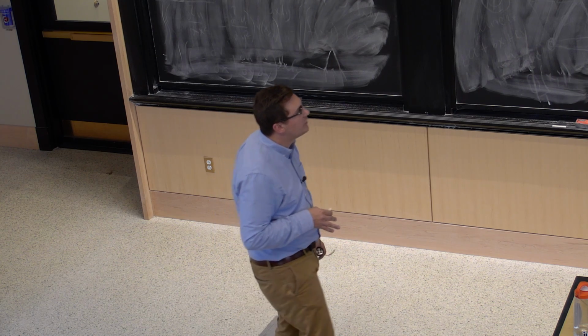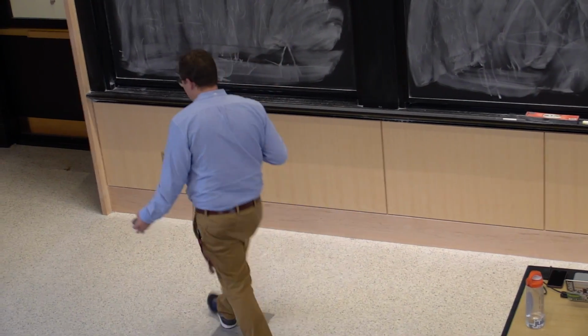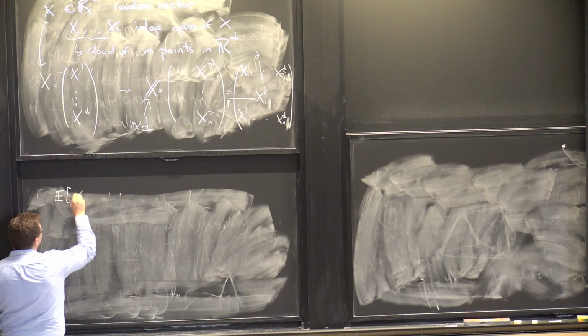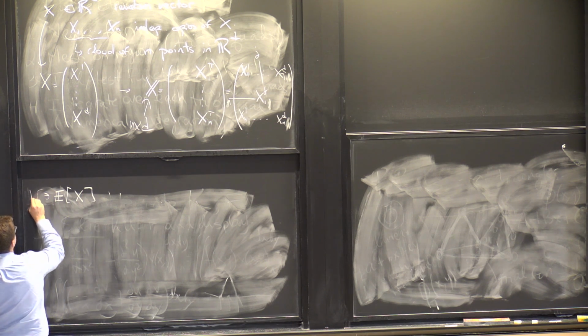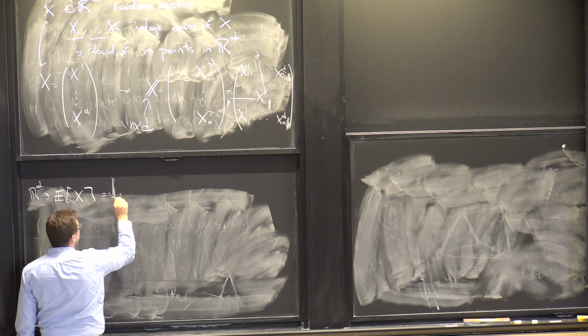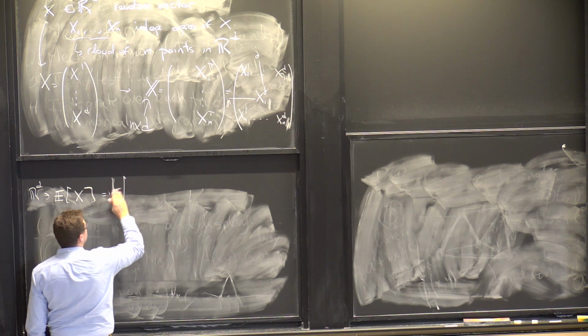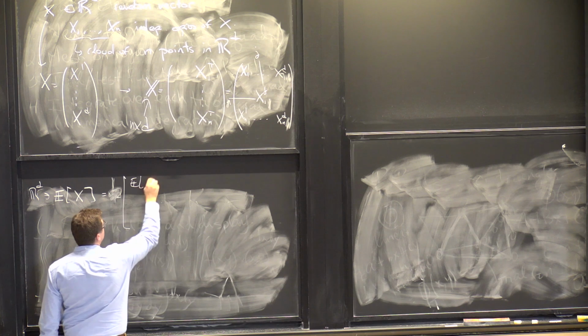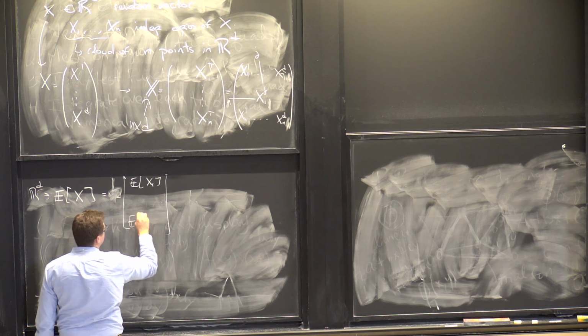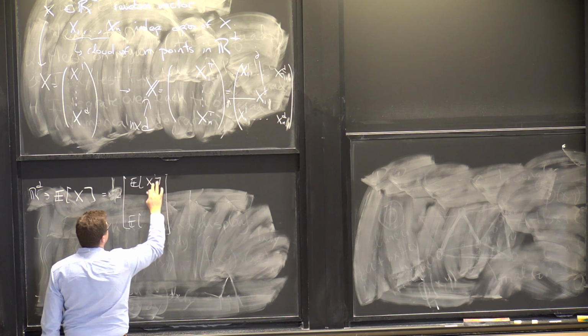All right, so now the mean of X. I have a random vector, so I can talk about the expectation of X. That's a vector in R^d, and that's just taking the expectation entry-wise: E[X^1], ..., E[X^d].